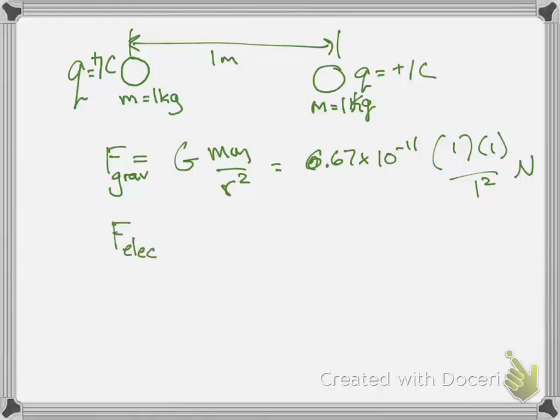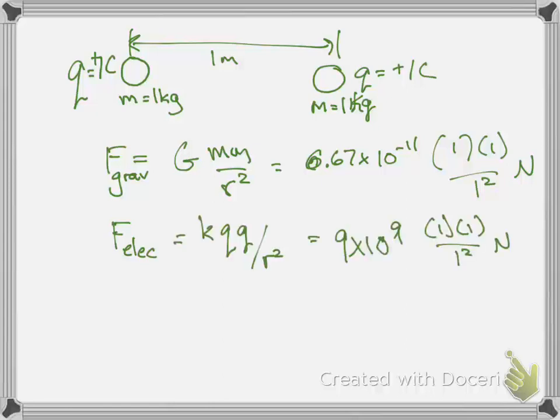Let's look at the electric force between these two objects. What is the electric force between them? K Q Q over r squared: 9 times 10 to the ninth, times 1 over 1 squared, newtons. So which one of these forces is bigger? I think it's pretty evident from the numbers that the electric force is significantly larger than the gravitational force. Actually, the gravitational force would be negligible, immeasurable compared to the electric force. These two are going to be attracted by a gravitational force of 6.67 times 10 to the minus 11 newtons, but they're going to be repelled by an electric force of 9 times 10 to the ninth newtons.